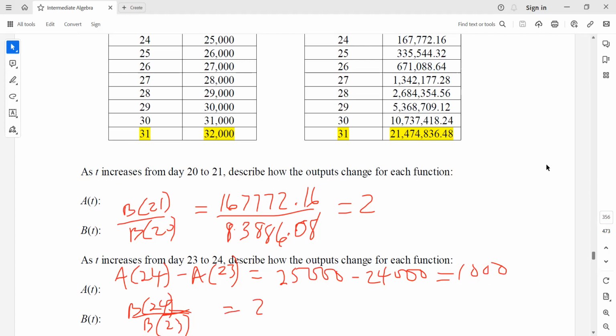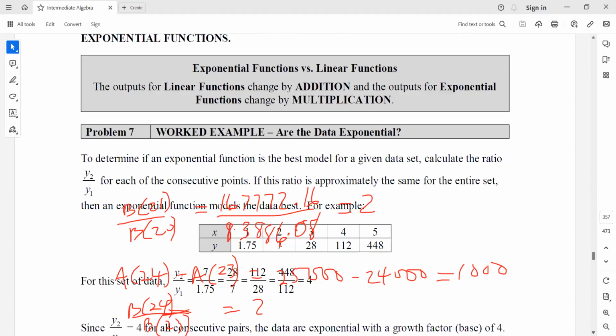Okay? Now, generally, you say that A of t increases by 1,000, B of t doubles, right? So that's the next thing. A of t increased by 1,000, B of t doubles. In other words, A of t grows by addition or linearly, and B of t grows by multiplication or exponentially. All right.